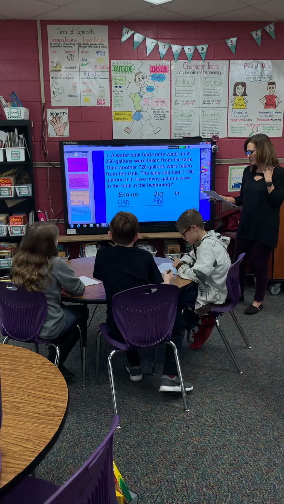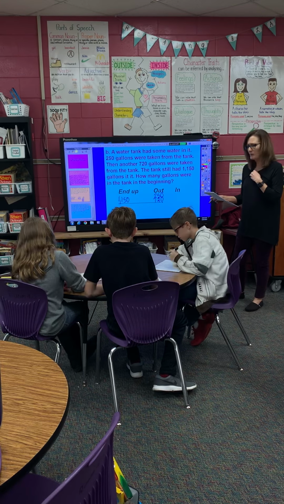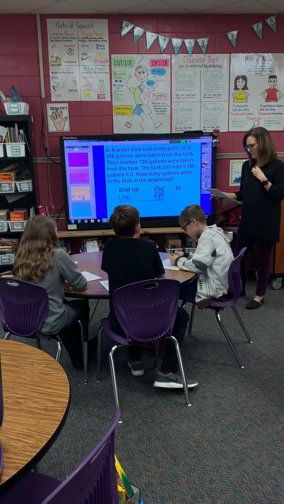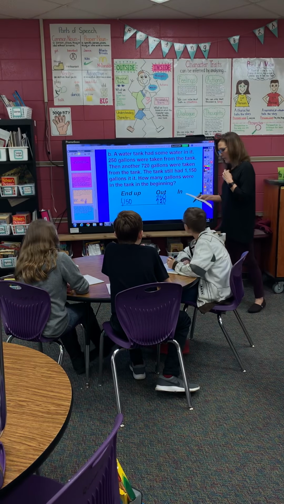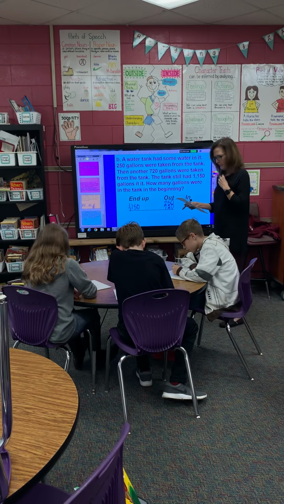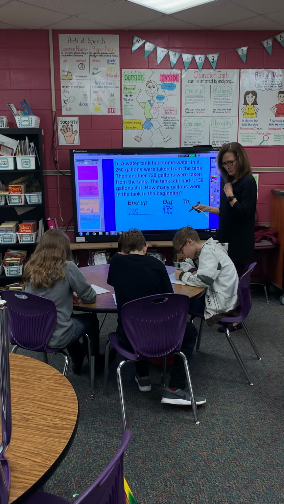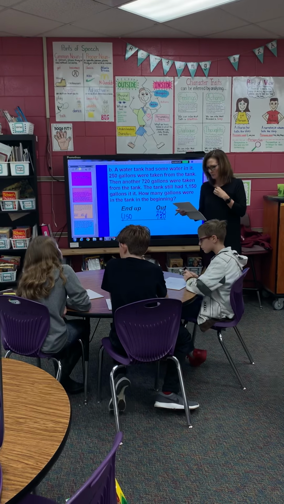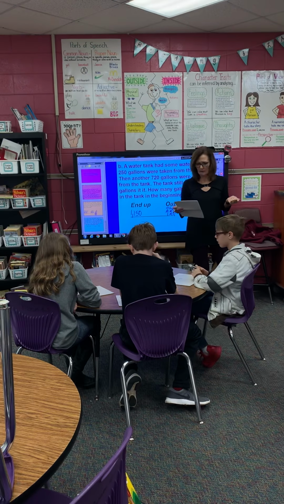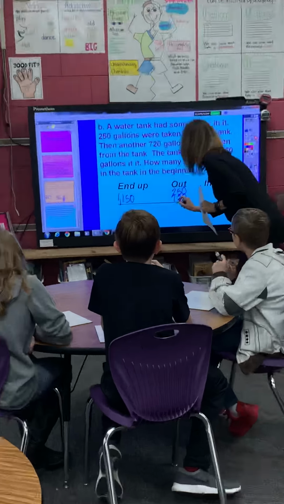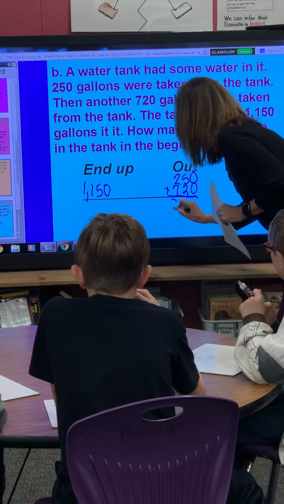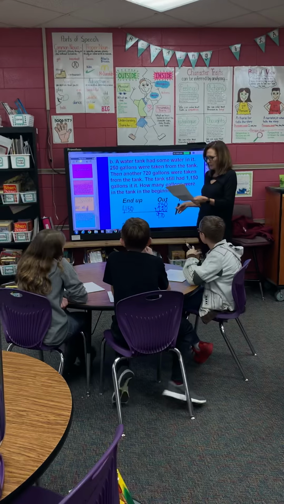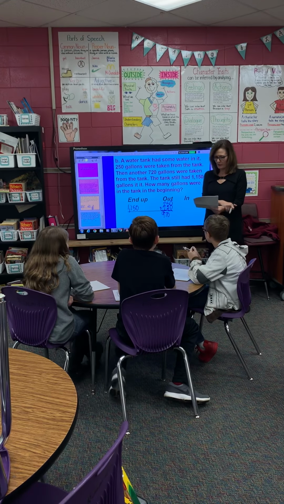Now we need to add the amounts that were taken out of the tank. Say the problem. 250 plus 720. Thank you. Add to find the total. What is the total? 970 gallons. Very good. Now we have two numerals in the number family. We can figure out the other number.